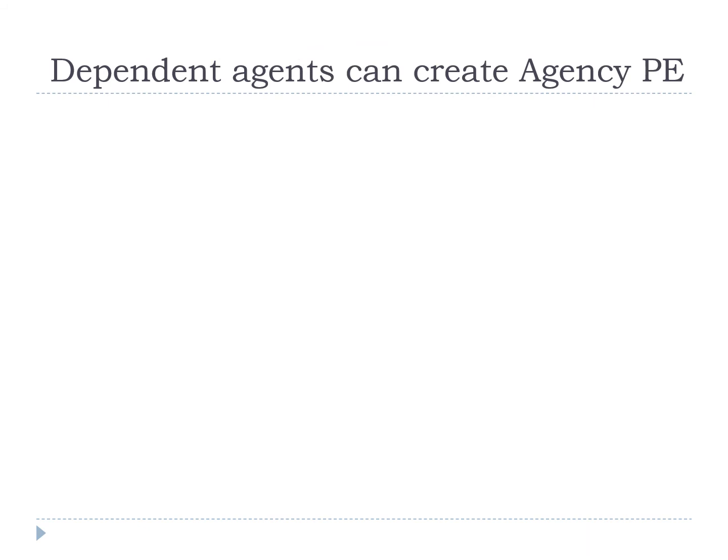So far, we've been talking about a PE existing in a fixed place of business. There's another type of PE that does not require a fixed place of business. It exists when a dependent agent in the United States has and habitually exercises the power to contract on behalf of a foreign principal. This type of PE is known as an agency PE.